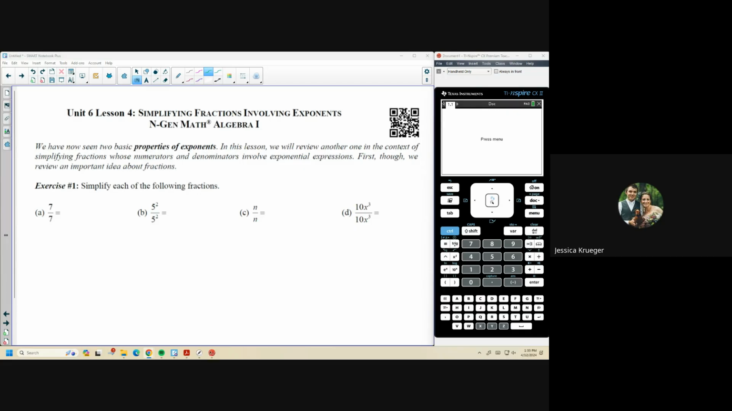This video is for Unit 6, Lesson 4. We've started to look at properties of exponents. There's two that we've seen so far. Those two are if you have x to the a times x to the b, you can combine those by keeping your base the same and adding your exponents. So that was the first rule.